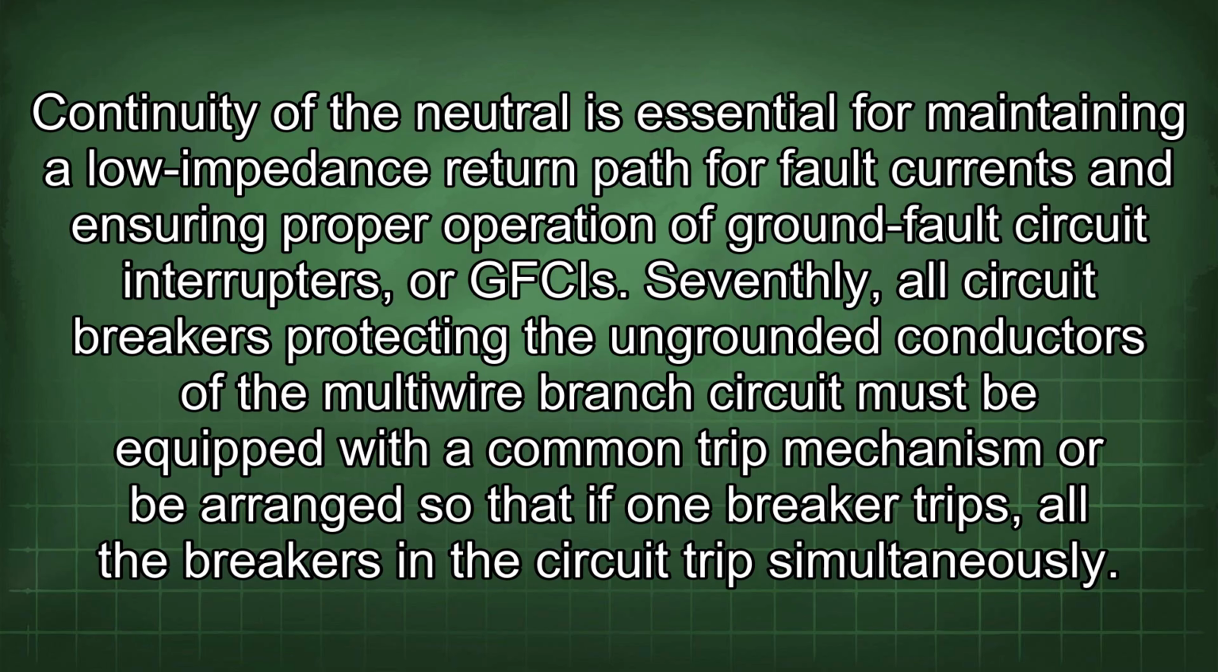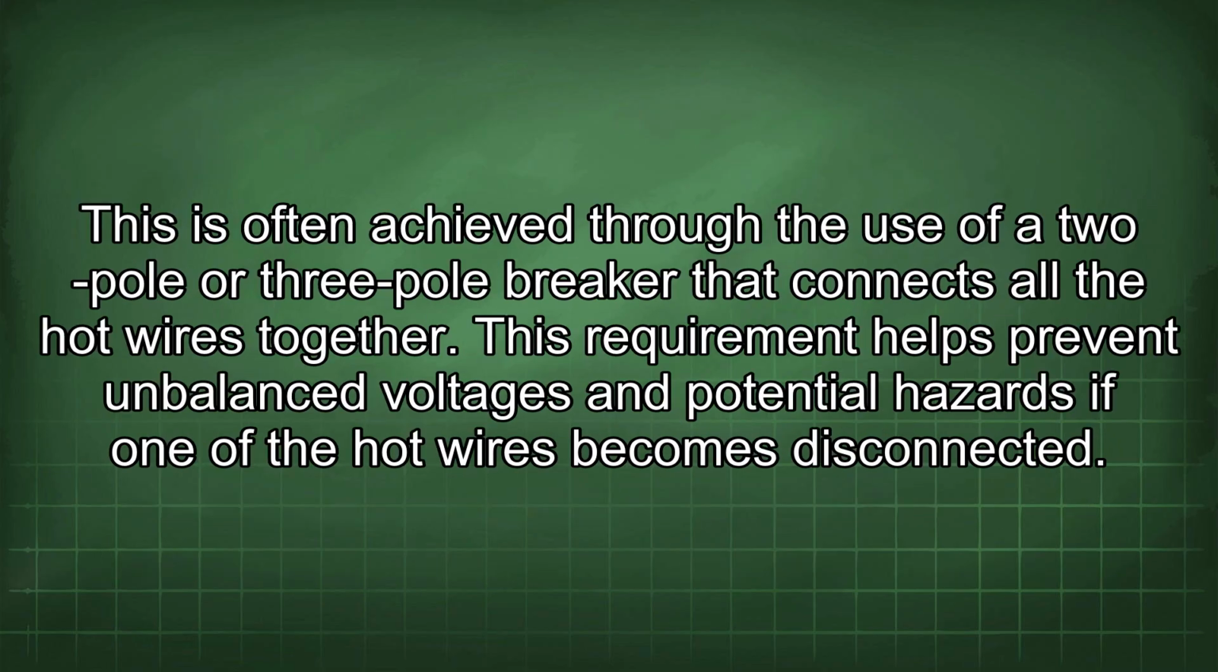Seventhly, all circuit breakers protecting the ungrounded conductors of the multi-wire branch circuit must be equipped with a common trip mechanism or be arranged so that if one breaker trips, all the breakers in the circuit trip simultaneously. This is often achieved through the use of a 2-pole or 3-pole breaker that connects all the hot wires together. This requirement helps prevent unbalanced voltages and potential hazards if one of the hot wires becomes disconnected.